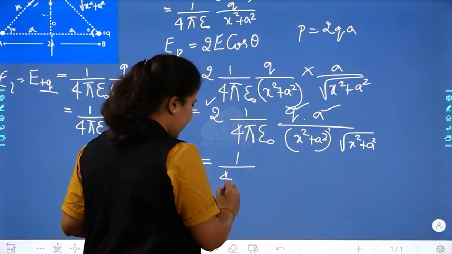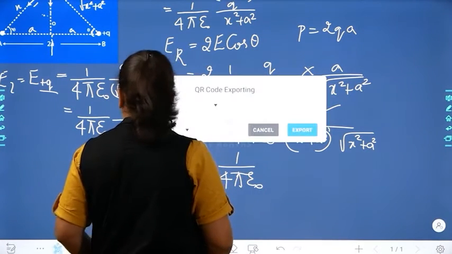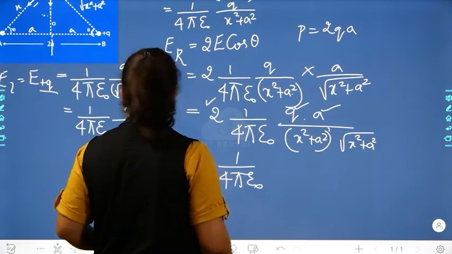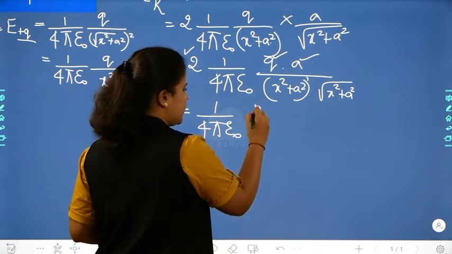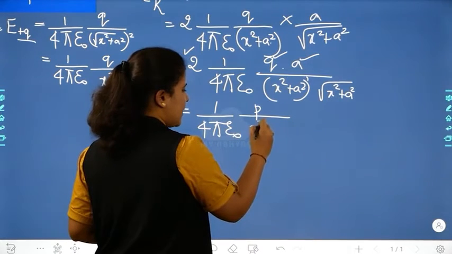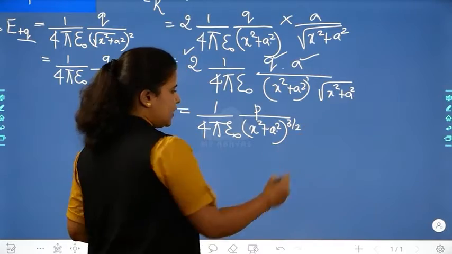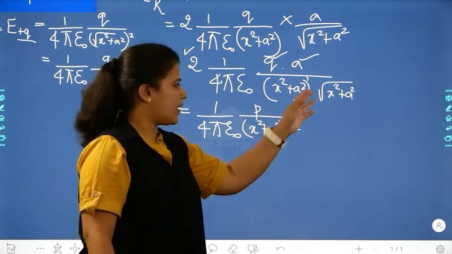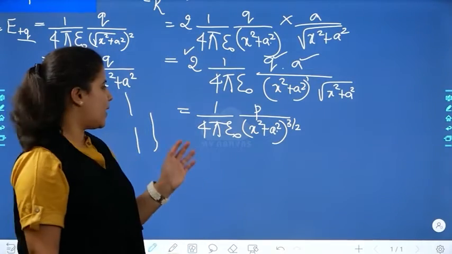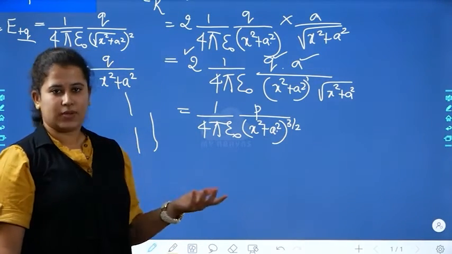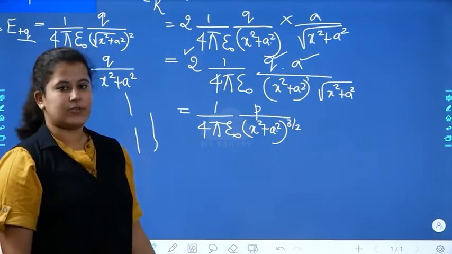I'll just take this 4 pi epsilon naught outside. Then 2qa is nothing but it is P divided by x square plus a square, the whole raised to what I'll get? 3 by 2. Why? Because square root is 1 by 2 and x square plus a square is nothing but it is the power to 1. So 1 by 2 plus 1 gives me 3 by 2. Clear? So here P divided by x square plus a square, the whole raised to 3 by 2.